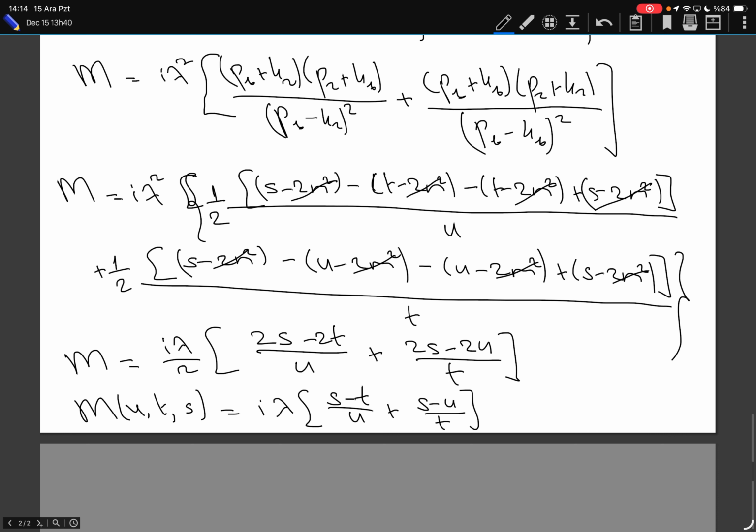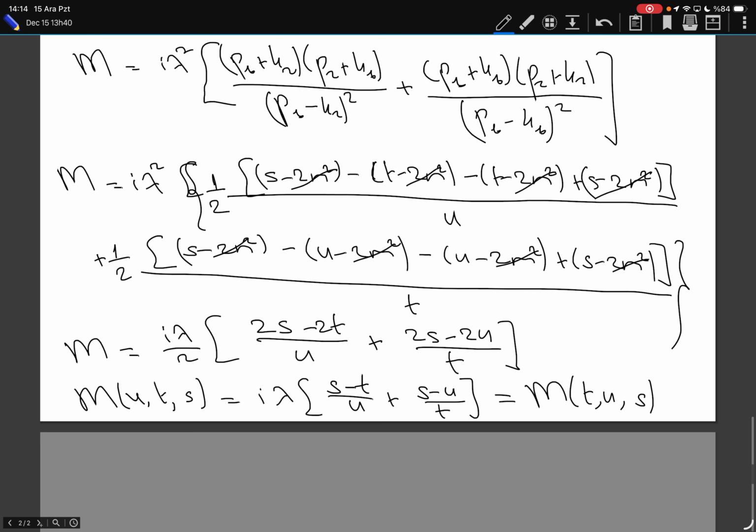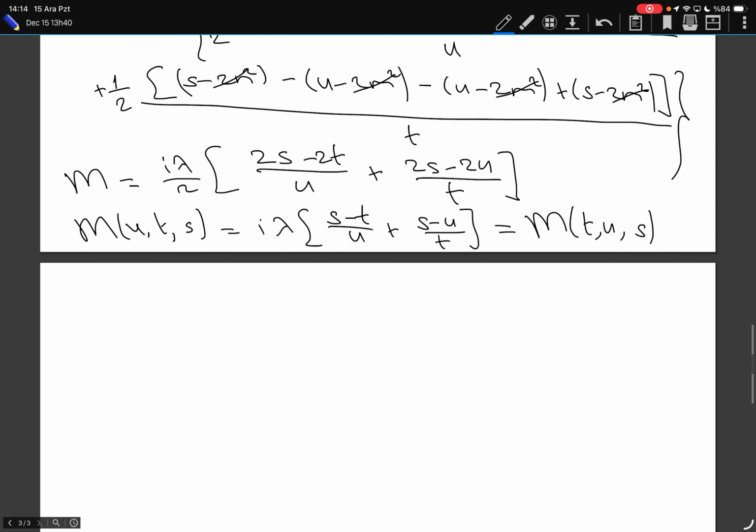And you should also note that if I exchange u and t, it's symmetric. That will be the general behavior for the matrix elements. There are such symmetries. Okay, I know M. Now I can calculate the cross-section.